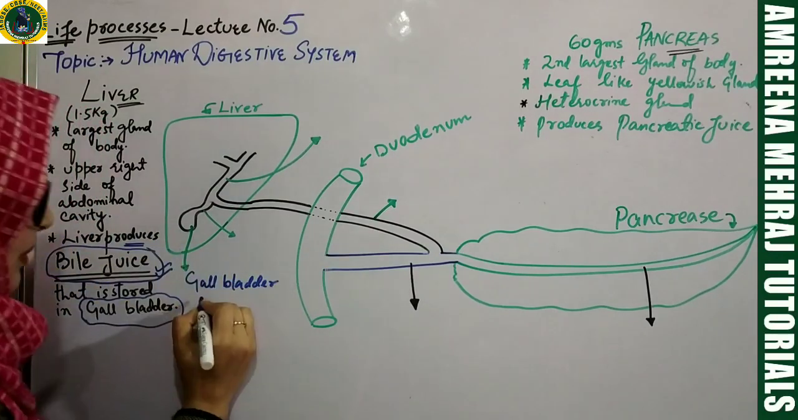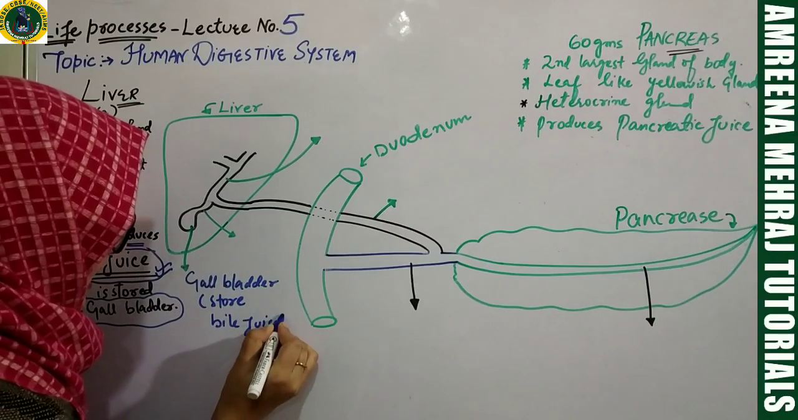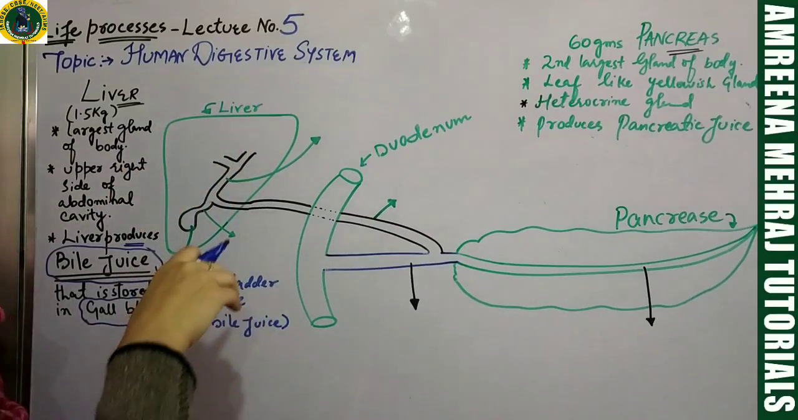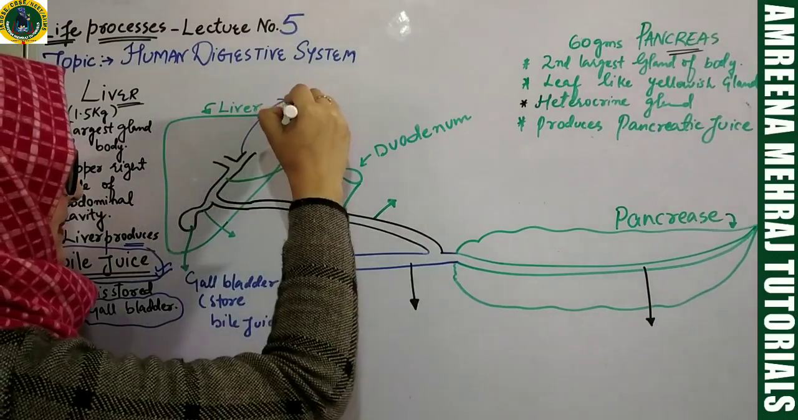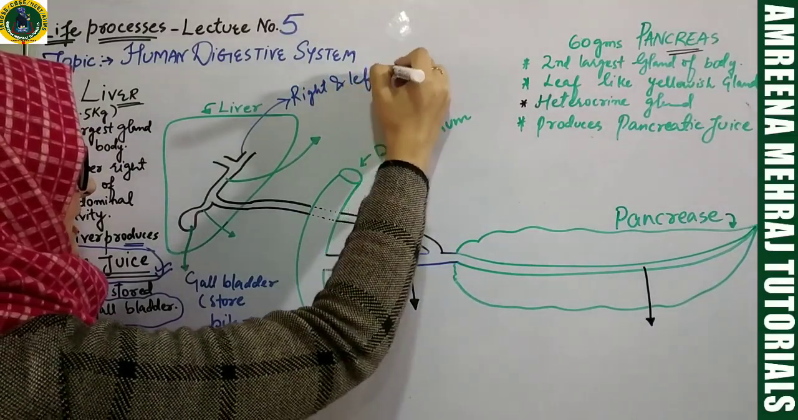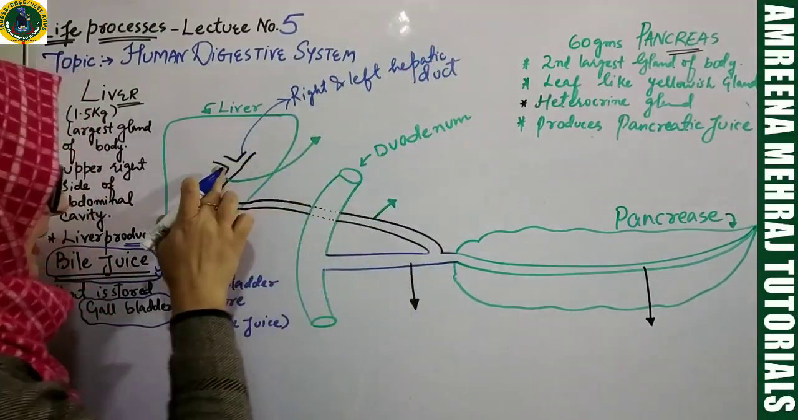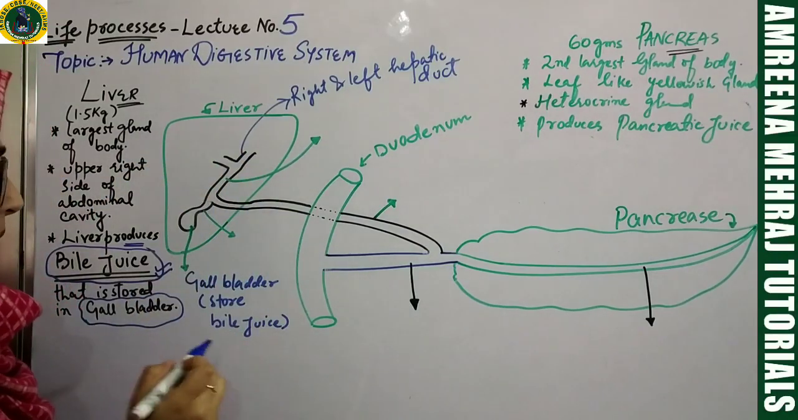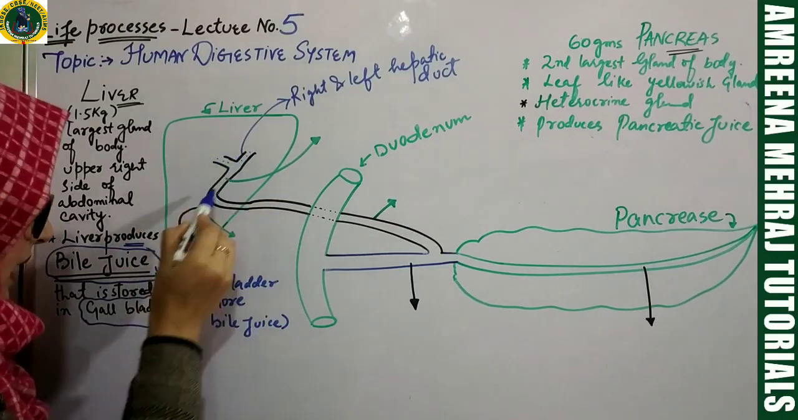Now, what is the job of gall bladder? It is to store bile juice. Okay, clear? Now, bile juice is produced by liver. So the liver tissue is generating bile juice, and that juice travels through these two ducts. The names of these two ducts are basically right and left hepatic duct. You can remember these two ducts. One is the right hepatic duct, another is the left hepatic duct. So these two ducts basically drain the bile juice from the liver towards the gallbladder.